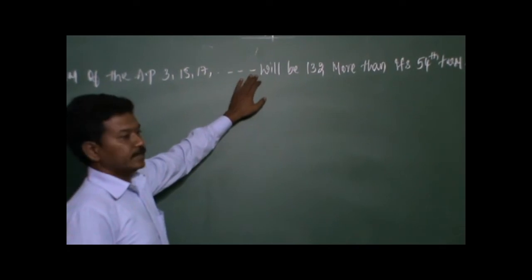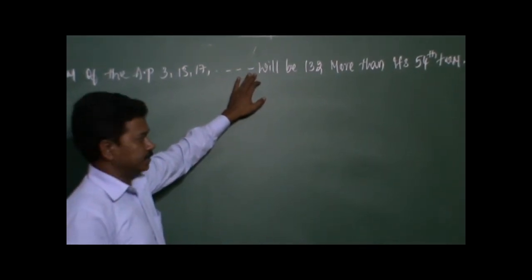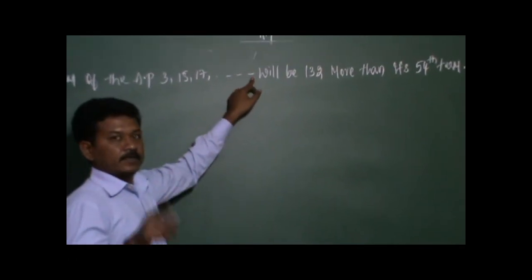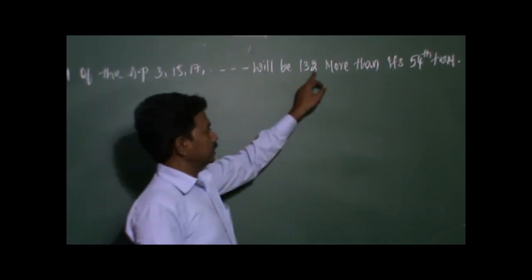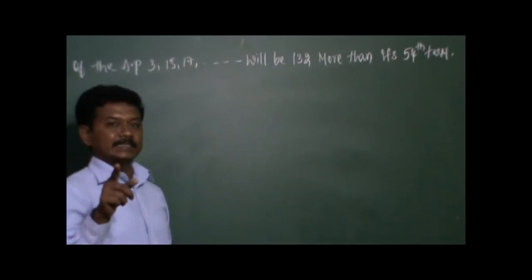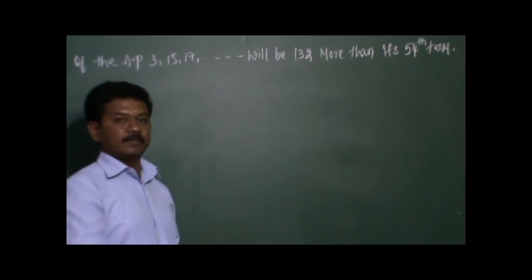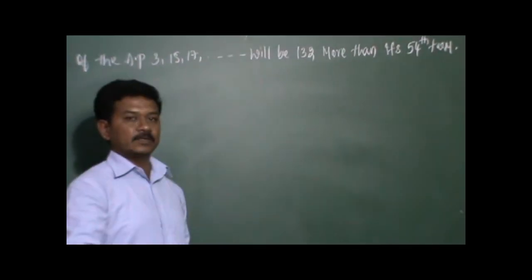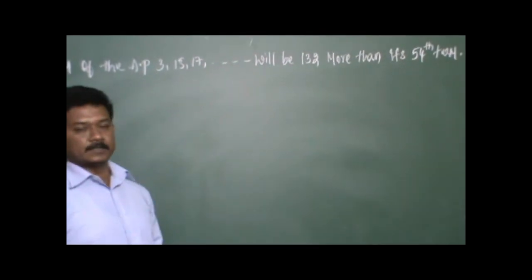Further, somewhere we have the 54th term. So if you add 132 to that 54th term, then we are going to get some other term of the same AP which is more than the 54th term. So we have to find out that particular term.